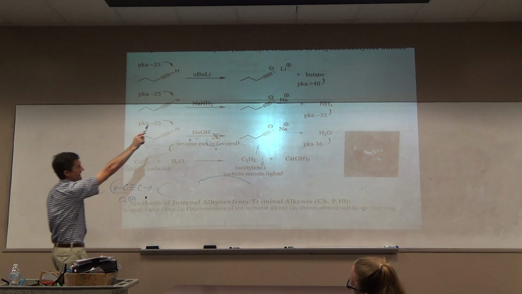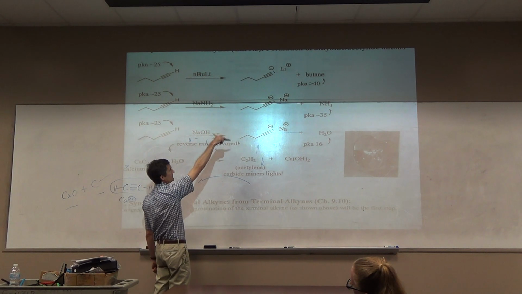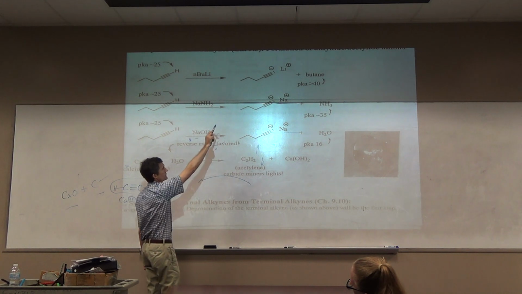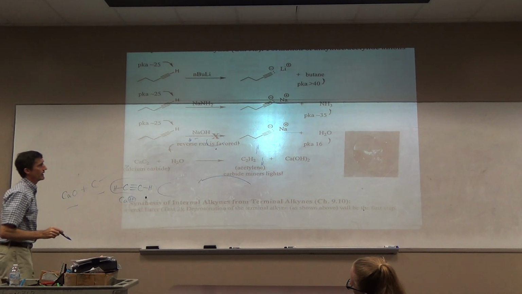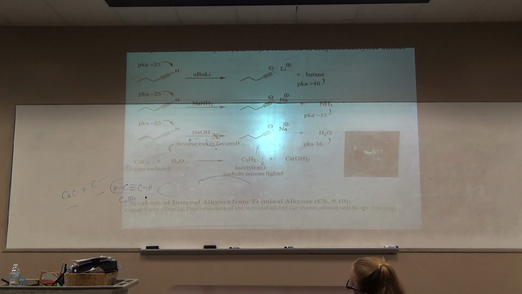Now, the acetylide anions, we will use them during test 3 because they will be good nucleophiles. And during test 3, I'll say, remember how we generated them. And you will go, don't do that. Right here. We generated them right here.